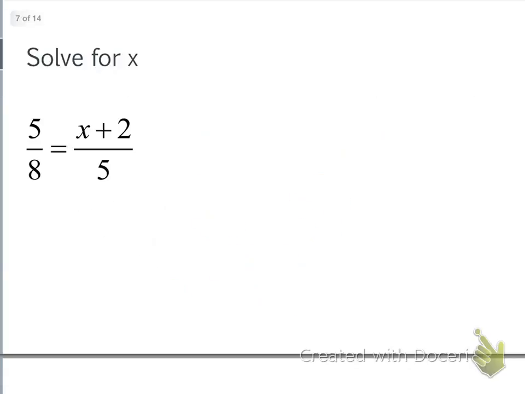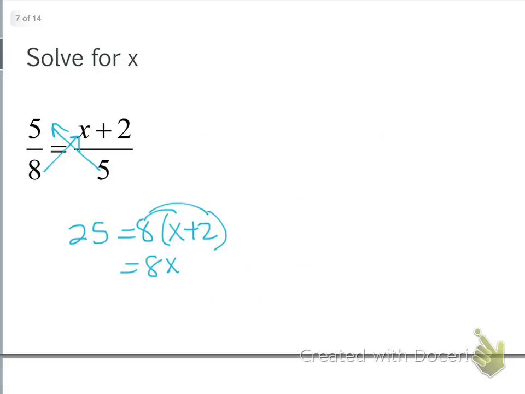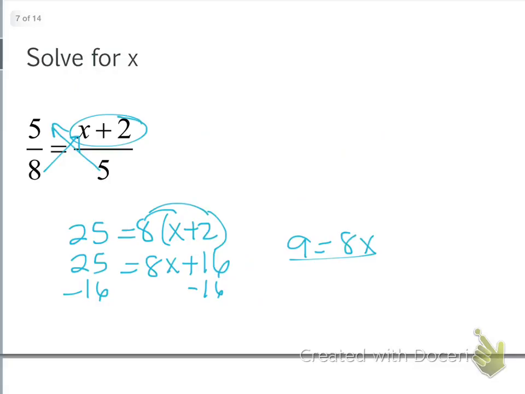So this one, we're solving for x, so we're going to have to cross multiply because there's an equal sign. So I got 5 times 5, which is 25, set equal to 8 times the entire top of the other side, because now when I distribute, I get 8x plus 16. Make sure you multiply by that whole thing. So when I solve it, let's go ahead and subtract 16 and divide by 8. So 9 stays on top, and 8 goes on bottom.